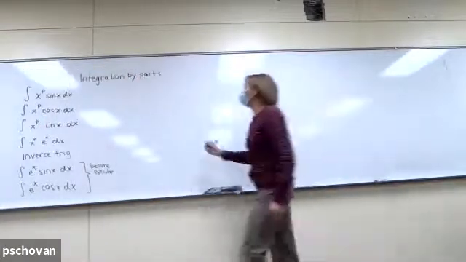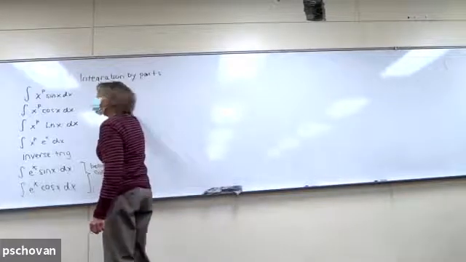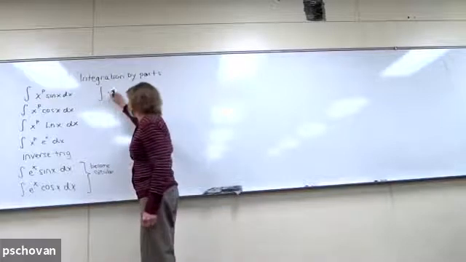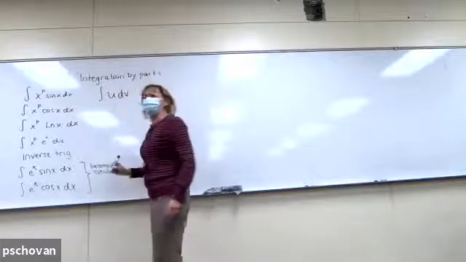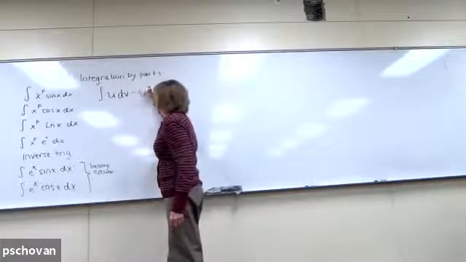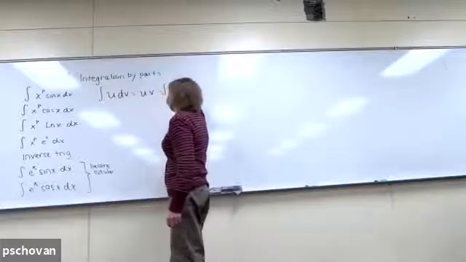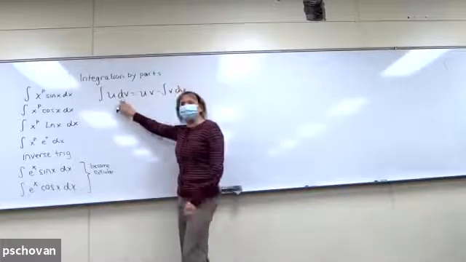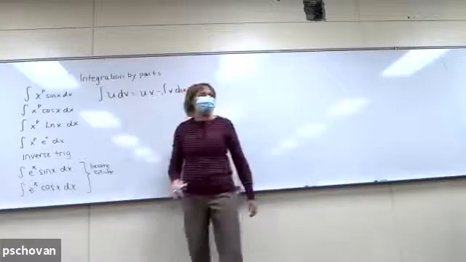And our integration by parts formula was that if you're integrating a product, one of the terms has a derivative you know, the other term has an antiderivative you know. Then you can expand that out as uv minus the integral of v du, where this v is the antiderivative of the term here, and du is the derivative of the term here.